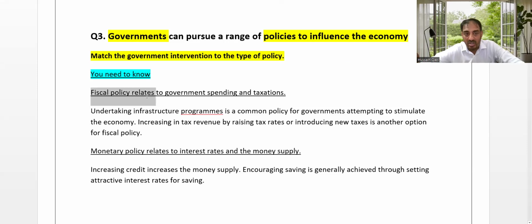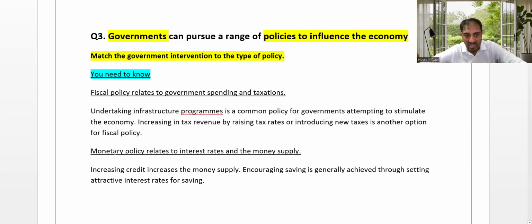Yes, fiscal policy relates to government spending and taxation. That is undertaking an infrastructure program. It's commonly a policy of the government attempting to stimulate the economy. Increasing tax revenue by raising tax rates, that's a fiscal matter, and introducing a new tax is another option for fiscal policy. So tax policies and government expenditure policies are under the scope of fiscal policy.